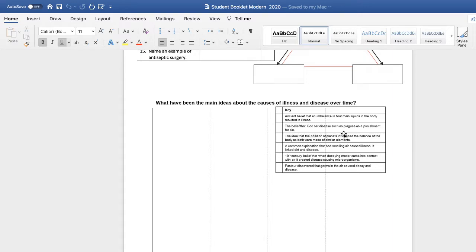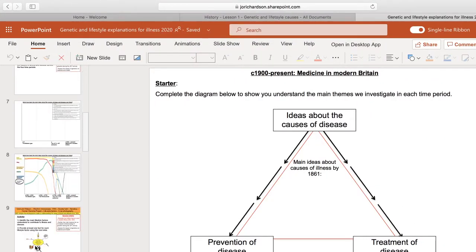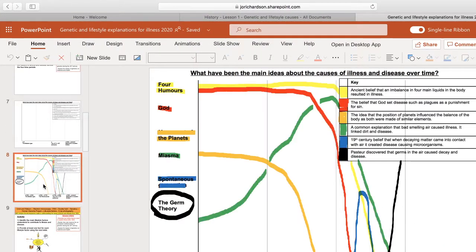So the belief that God sent disease such as plague as punishment, where is that? Show me in that graph. Planets, miasma, decaying matter, created microorganisms, and germ theory. Where does that start off? Where do those concepts finish? So if you take a few minutes to do that, and your graph should end up looking something like this.